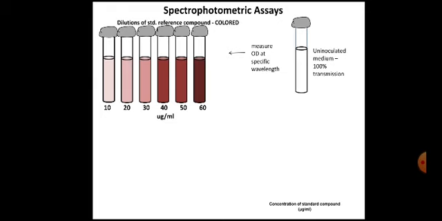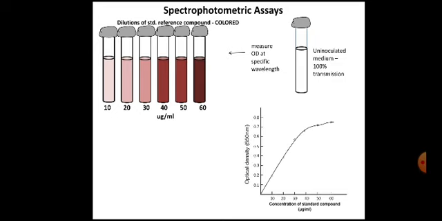Now the color is measured in terms of optical density. Care has to be taken that we want only absorbance by this colored compound. We don't want absorbance by medium components. Therefore, in order to eliminate absorbance by medium components, what is the solution? As we have seen in the earlier slide, we use uninoculated medium as control and use this uninoculated medium to adjust 100% transmission. This is how you can eliminate the absorbance caused by medium components.